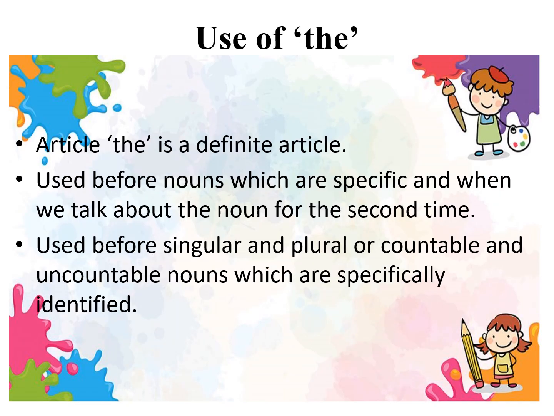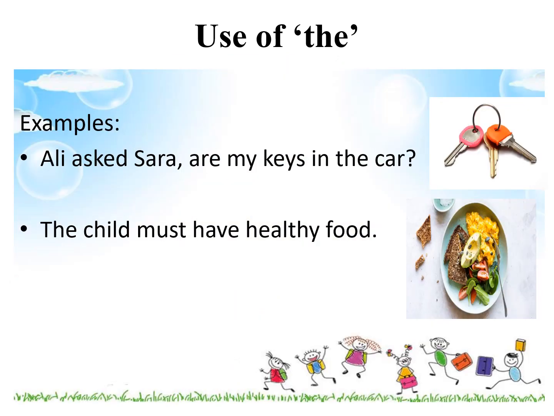Article the is a definite article. It is used before nouns which are specific and when we talk about the noun for the second time. It is used before singular and plural or countable and uncountable nouns which are specifically identified. Here, a few examples are given.